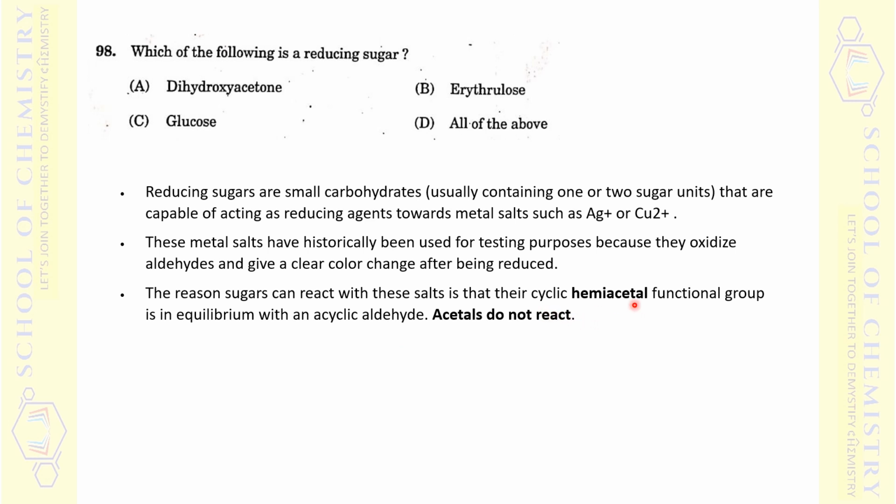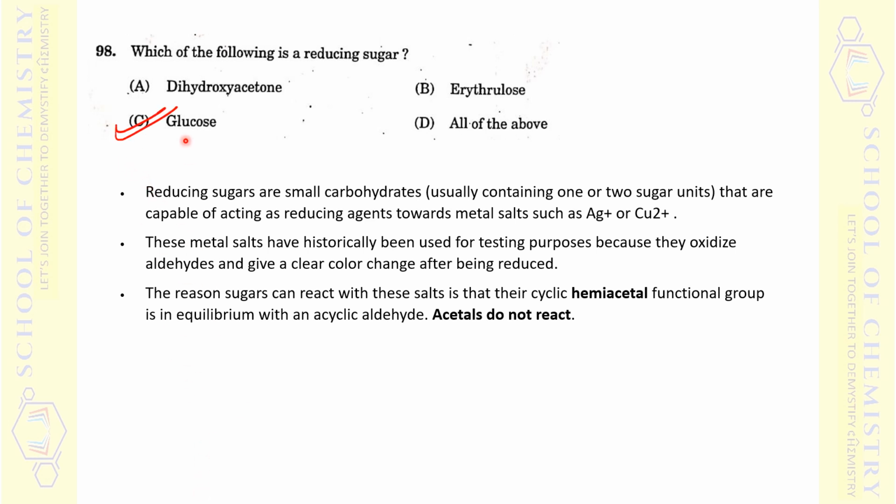Or if you have a cyclic hemiacetal functional group, that cyclic hemiacetal functional group will definitely be in equilibrium with the open-chain aldehyde. So if this condition is followed, then such carbohydrates can be reducing. So now one thing is sure, that here C is definitely the answer.